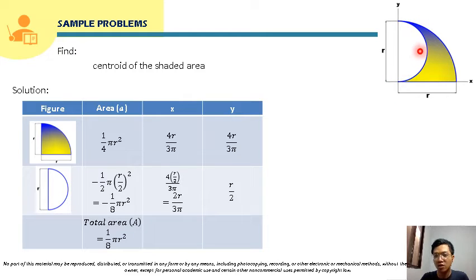Now for the semicircle, its centroid is here, so its y-coordinate will be this distance. This distance is the radius of the semicircle, so the radius of the semicircle is r over 2.